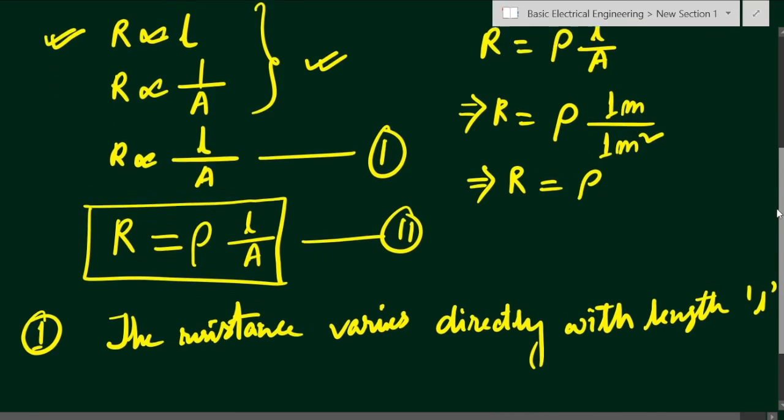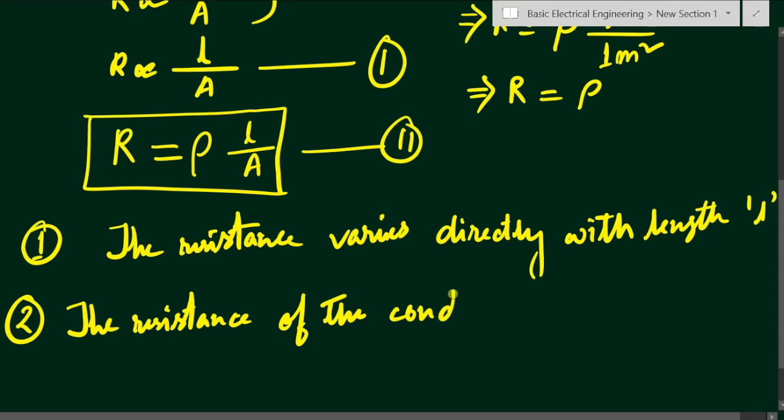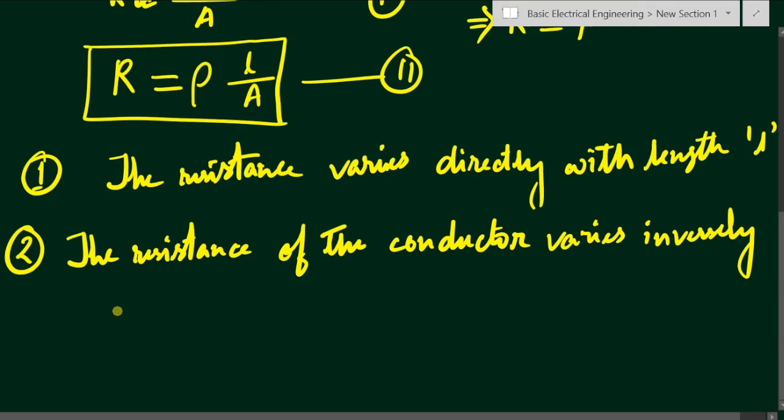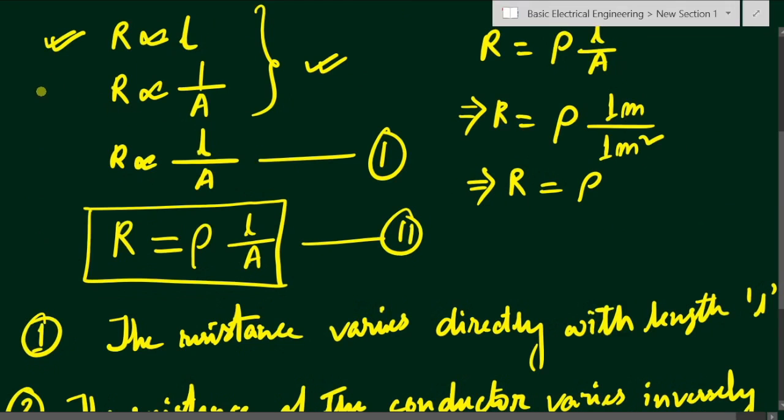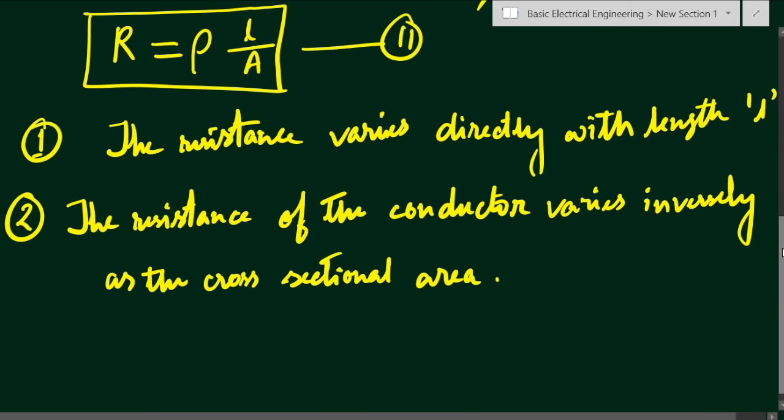Now let us go to our second property, or second law. In the second law, we can say that the resistance of the conductor varies inversely as the cross-sectional area of the conductor. This is the second case. Okay, so R is proportional to the inverse of the cross-section. This means if the area of cross-section increases, the resistance will decrease.